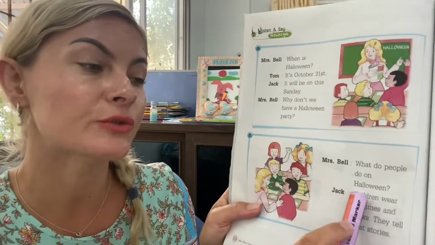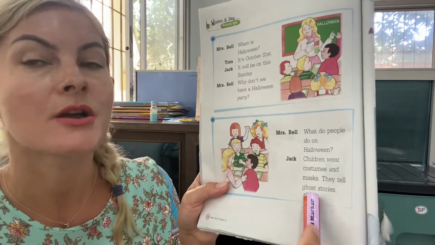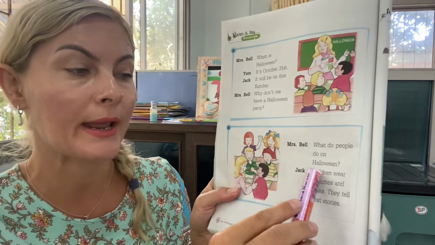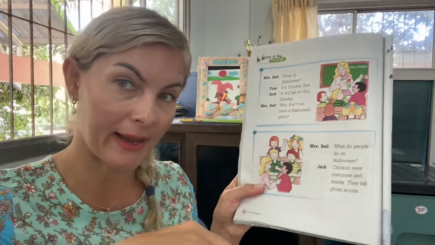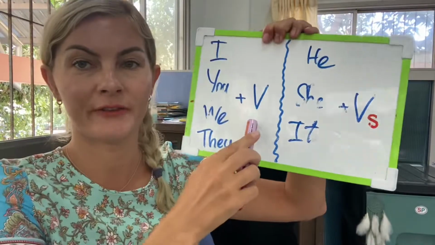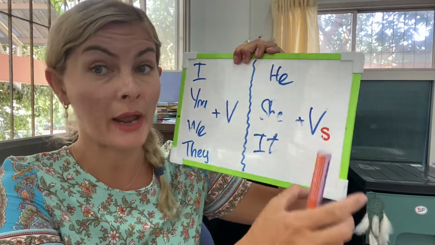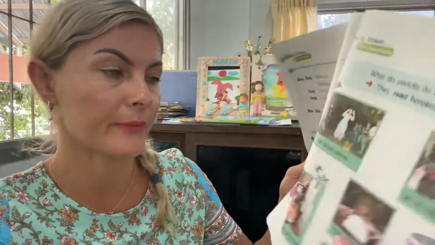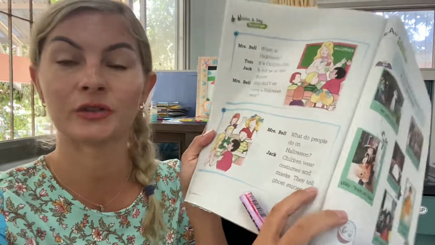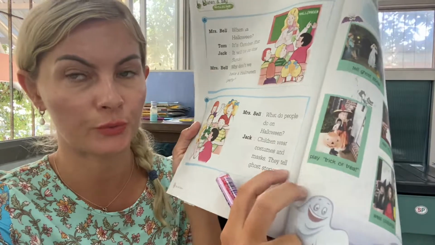Do you see? What do people do? People means they, the same as they. That's why we use do. What do people do on Halloween? Jack: Children wear costumes and masks. They tell ghost stories. Do you see? Children means they. That's why we use just the normal base verb. If we are talking about she, for example, or he, it would be wears. And they tell, not tells, not told, not telling. They tell, just the base verb. They tell ghost stories.